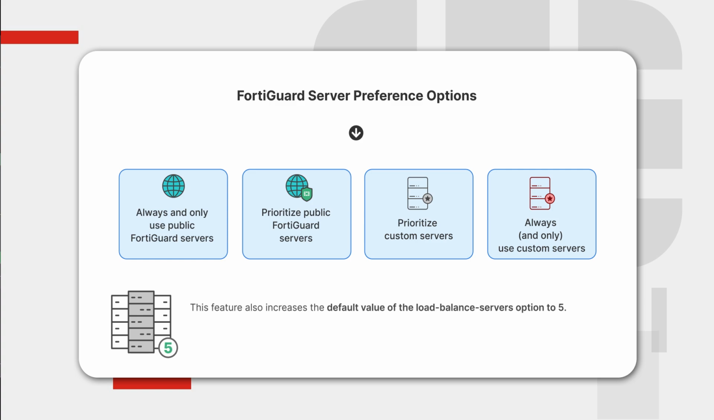This feature also increases the default value of the load balance servers option to 5. This means that FortiGate can now distribute traffic across up to 5 FortiGuard servers using a round-robin method by default. Now let's look at the demo.